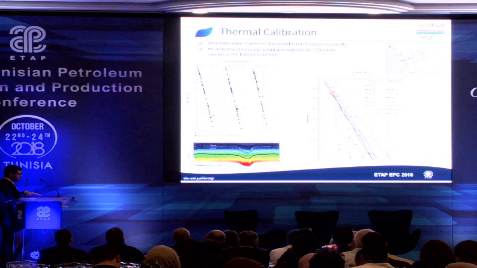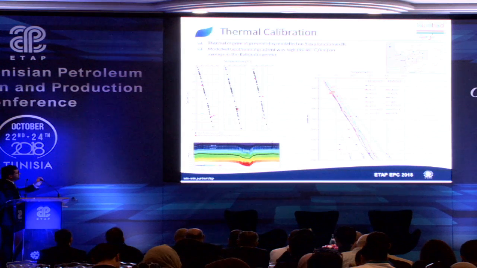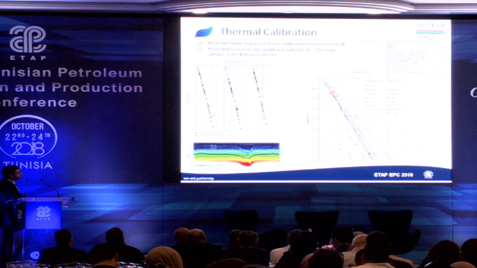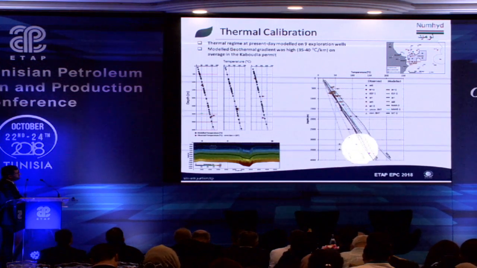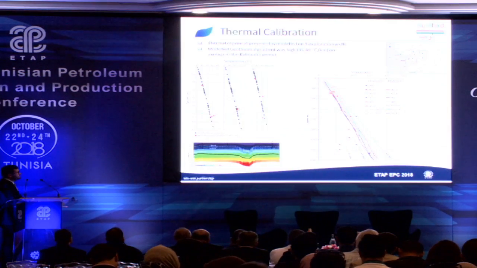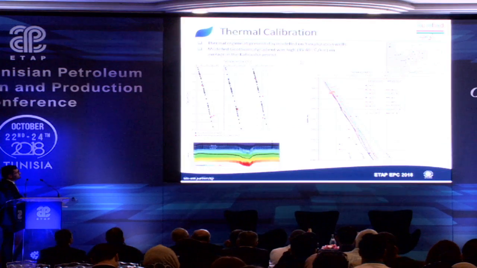Okay, and the idea is to be able to fit, with an uncertainty, the temperature in the model and the observed temperature. If we put all the model temperature in a graph, we can see that in the Kabudia area, the geothermal gradient ranges from 35 to 40 degrees per kilometer, which is globally important.